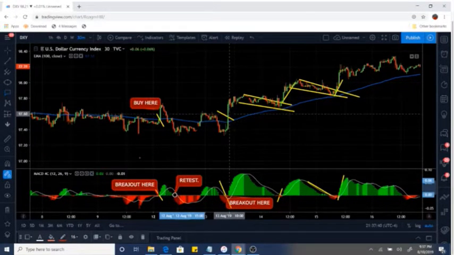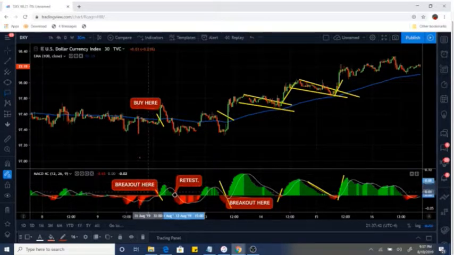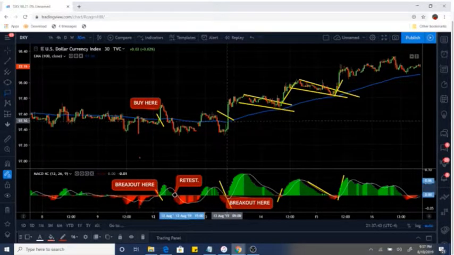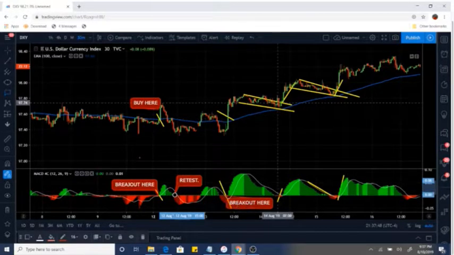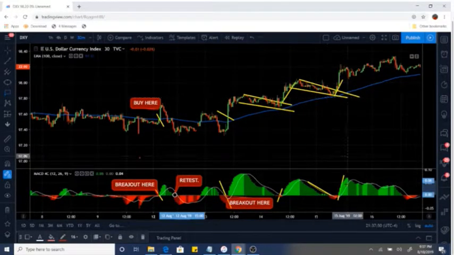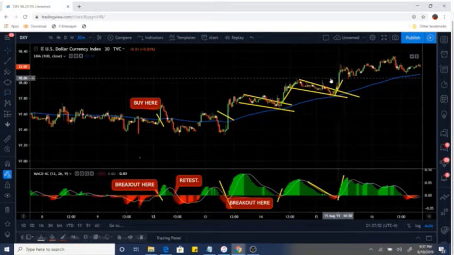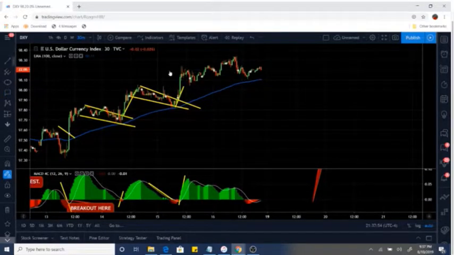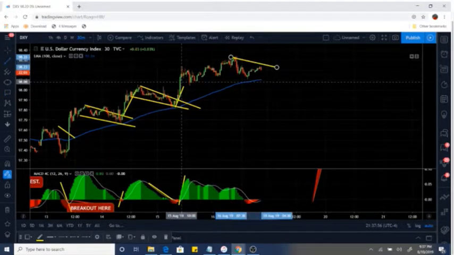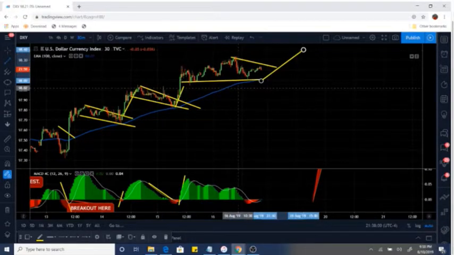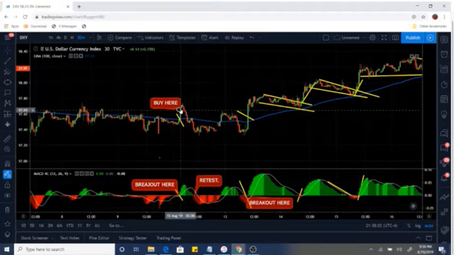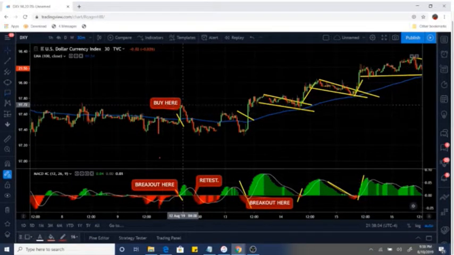So you see here, this was the same thing. Breakout here. This was a breakout. The difference is, you see how this pulled back to continue the trend? It's pulling back now to continue the trend, as opposed to this fake out. This is a fake breakout.